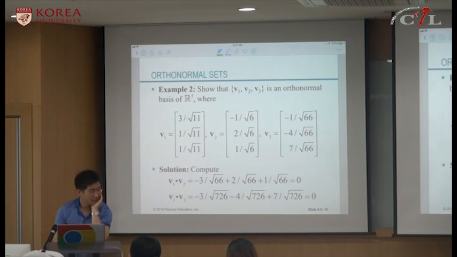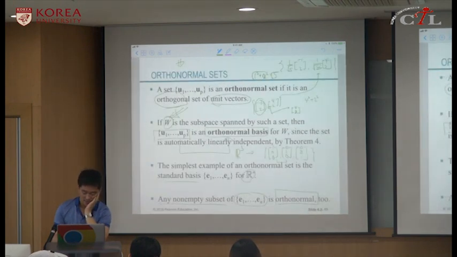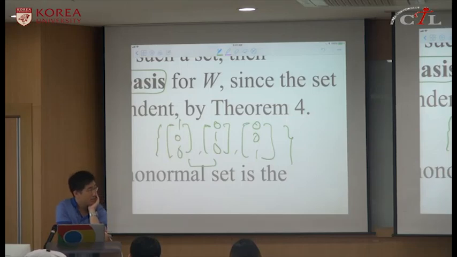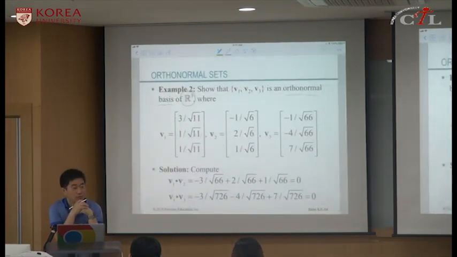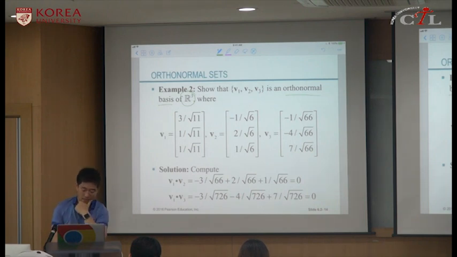Okay, then these are some non-trivial examples of an orthonormal basis of R3. So this one is the simplest possible orthonormal set of R3, right? The entire space of R3. And then this one is another orthonormal basis of the same space R3.